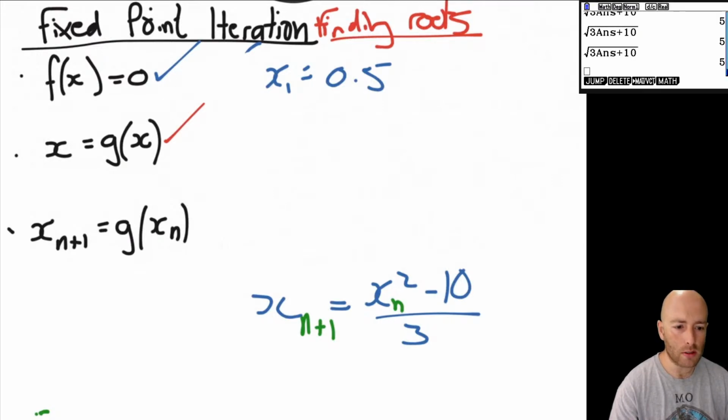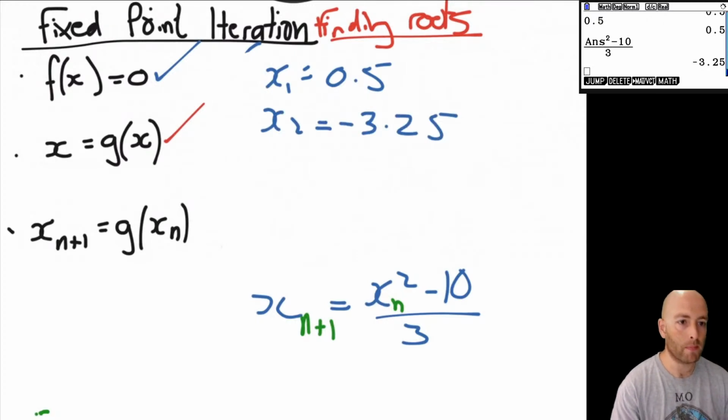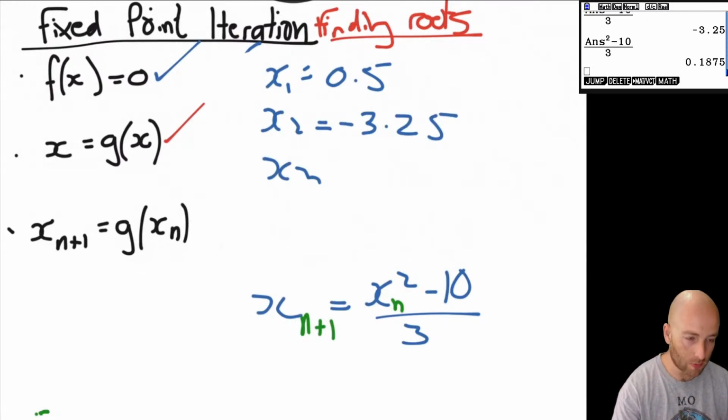So this time we're going to type in, again, 0.5. So that's locked in as our answer. We're then going to do fraction, answer squared, minus 10, divided by 3. So first value, x2 is minus 3.25. Let's go again. x3 is 0.1875.